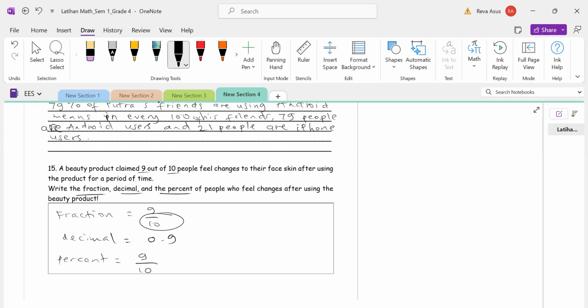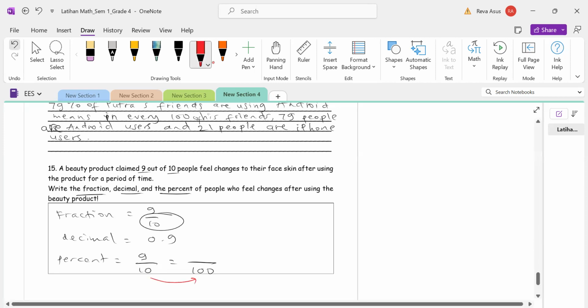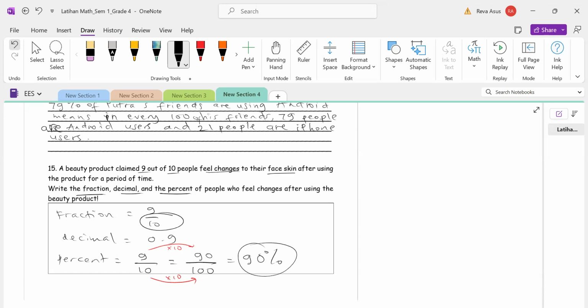So 9 out of 10 equals out of 100. How could 10 become 100? It is times by 10. Because the bottom is times by 10, the top needs to be times by 10 as well. So it is 90 out of 100. 90 out of 100 means 90%. So 90% of people feel changes to their face skin after using the product for a period of time.